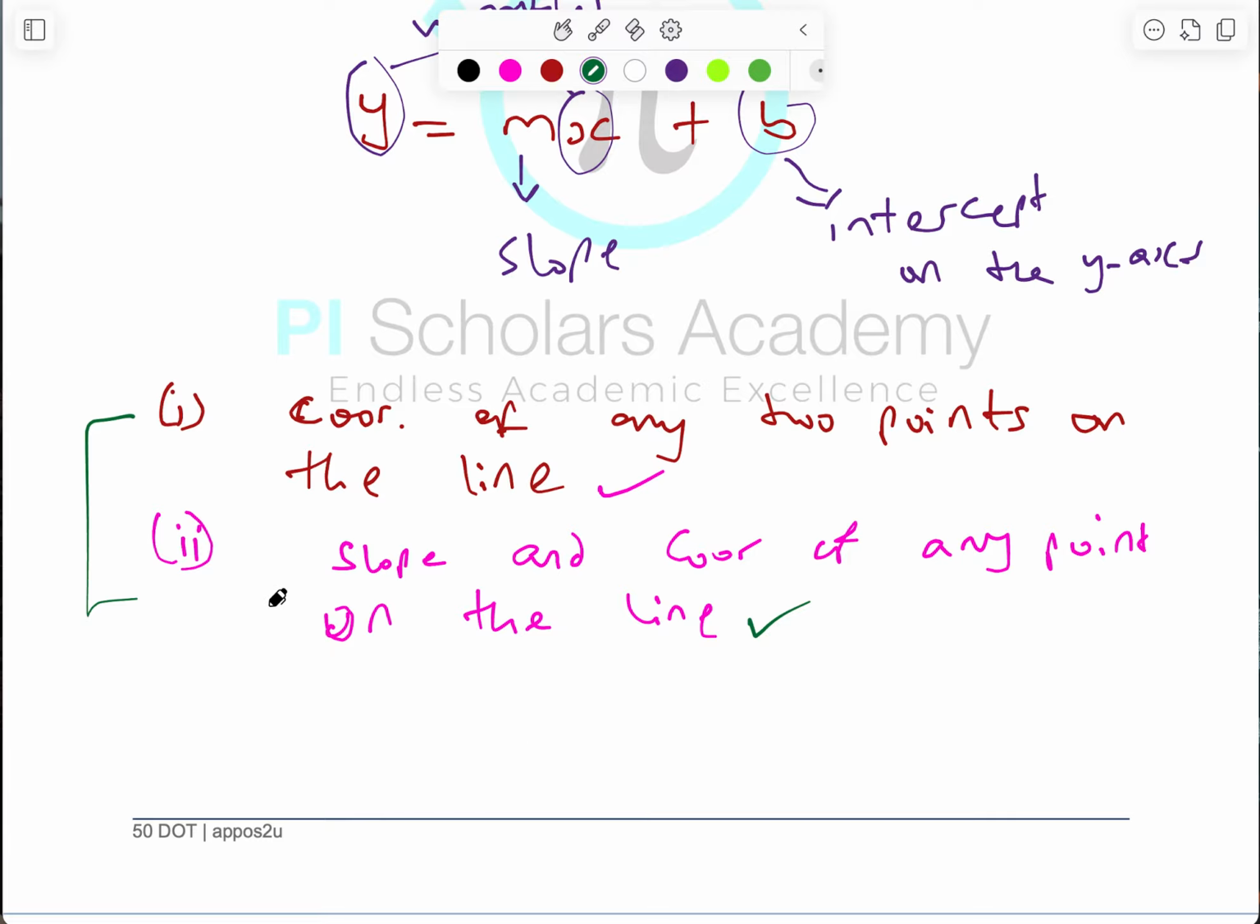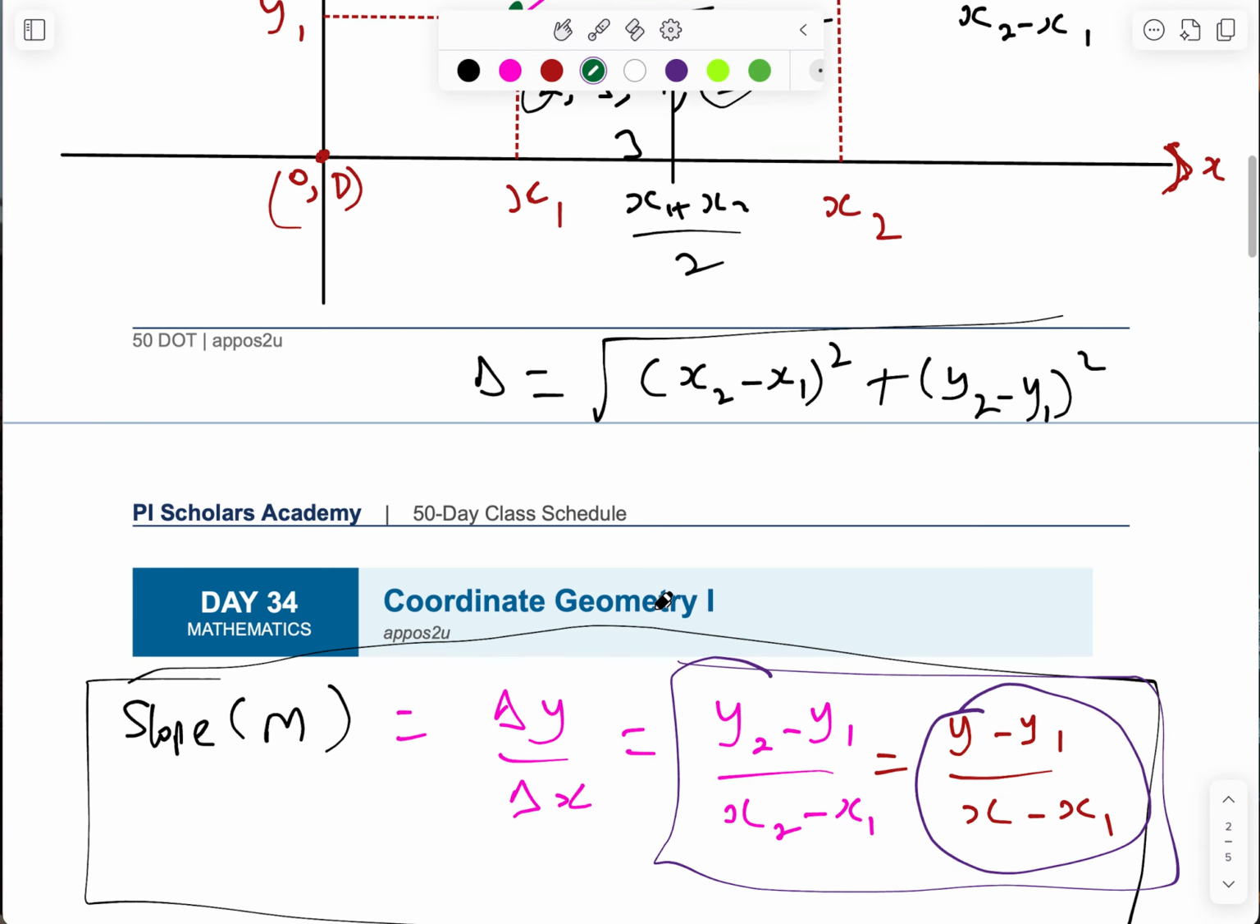Now, the two of them do not necessarily have to be true. Only one of them has to be true. But you can see that each of them involves two things. This one involves coordinate of any 2 points. The second one involves having the slope and the coordinate of any other point on the line. So let me show you how that is going to be done. So back to this equation now.